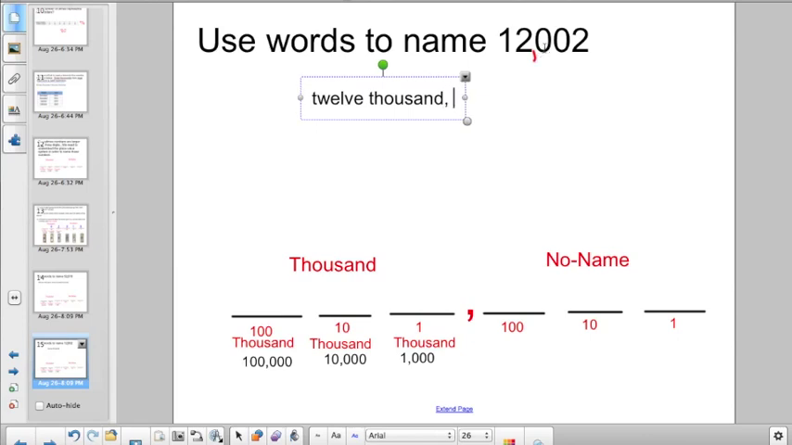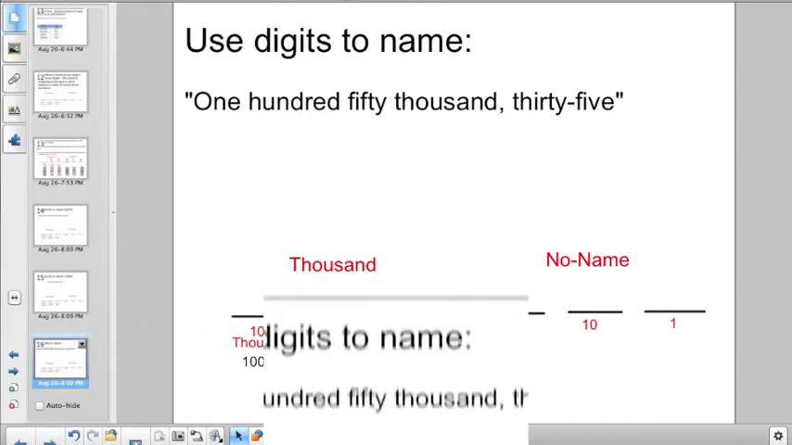Now let's do the other side. 002. Would you ever go up to somebody and say, hey buddy, can I borrow $002? $002? No, you wouldn't. You would just say 2. That number is pronounced 12,002. Not too tough if you break it down into steps.